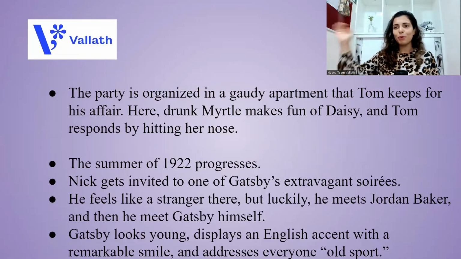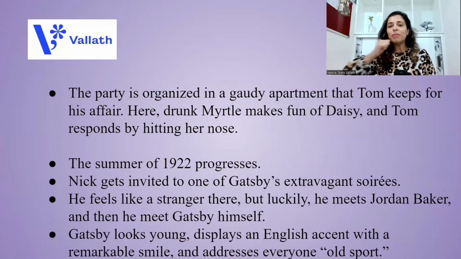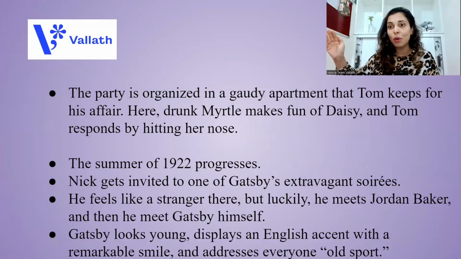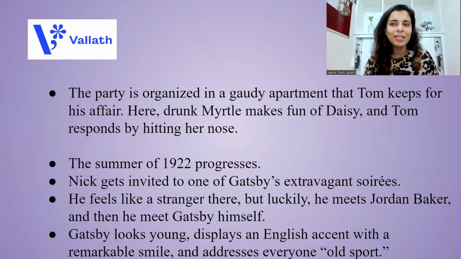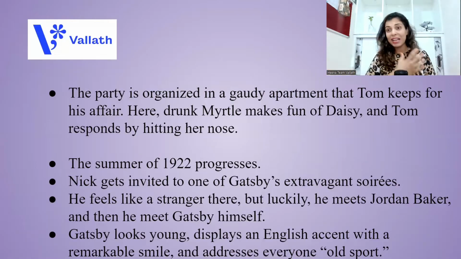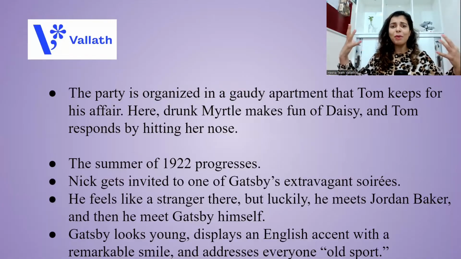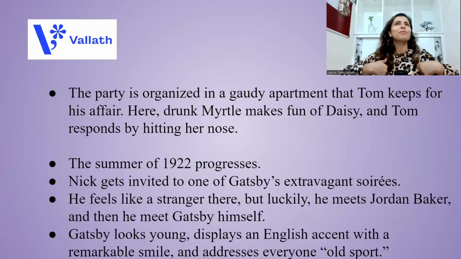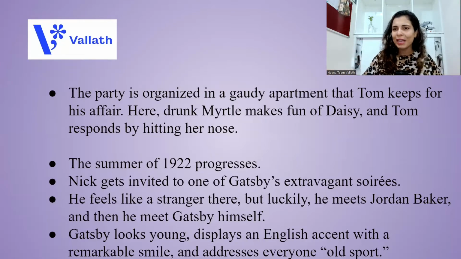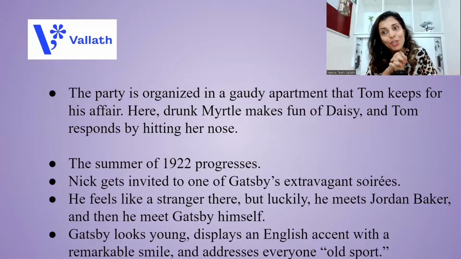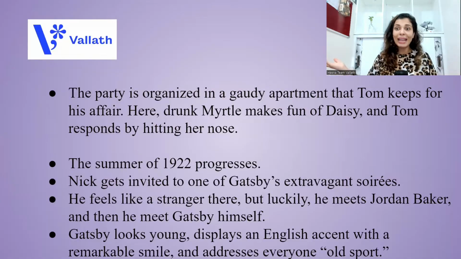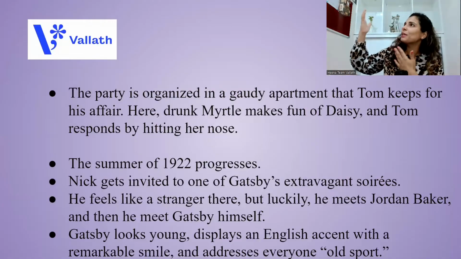Now let's move on. The novel progresses. The Great Gatsby is progressing. The summer of 1922 is going on. Out of all those extravagant parties that Gatsby organizes, Nick gets invited to one of them. But here he sees the glamour. He sees so much shimmer and shine, people dancing, drinks opening, jazz music, libertines, flappers. He is feeling out of place. He drinks, but then luckily he meets whom? Jordan Baker, the golfer. And then he meets Gatsby himself.